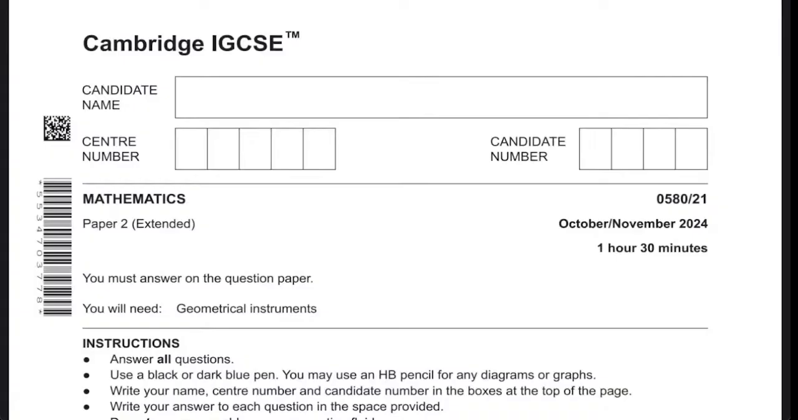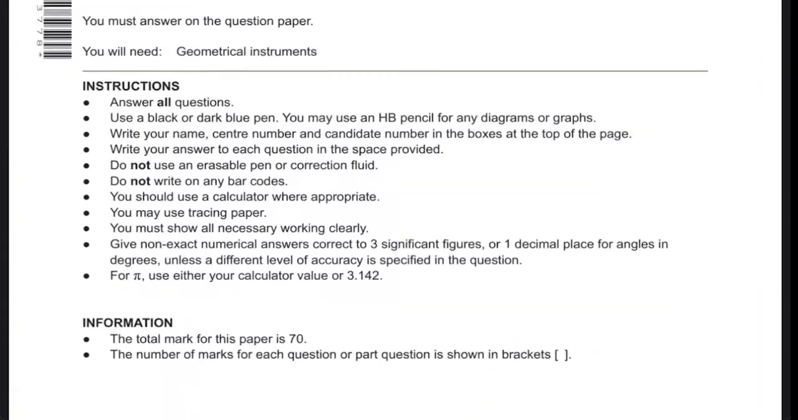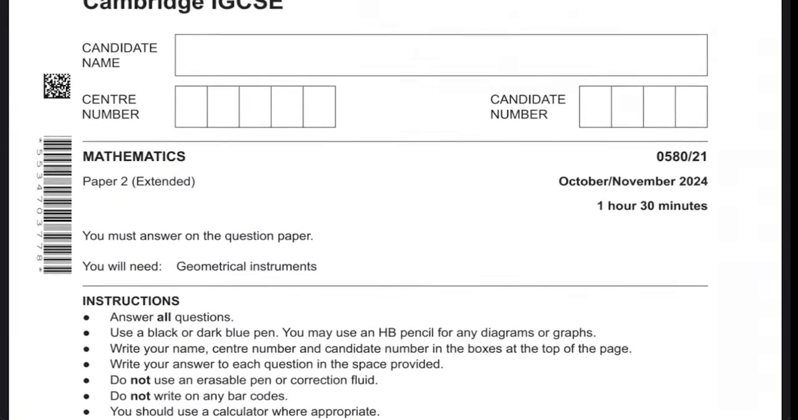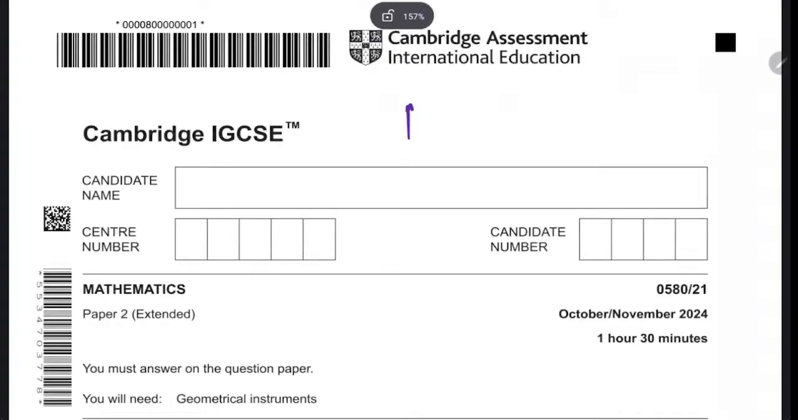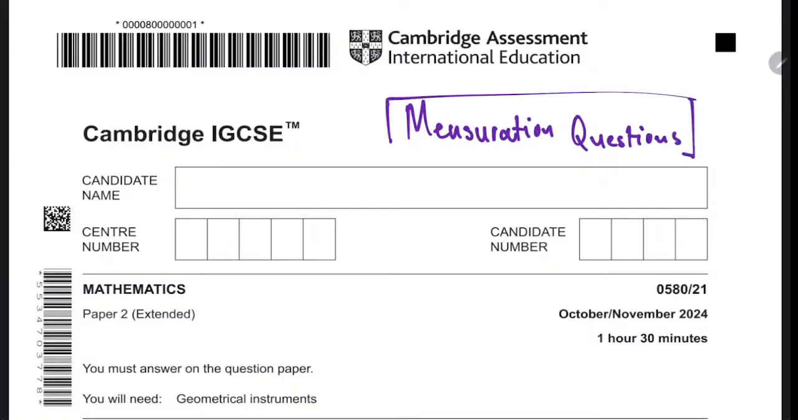Okay, good. So we're starting with this one, right? October. So we are doing mensuration questions. I'll teach you from the questions like I was doing yesterday. We do mensuration questions together. And the first paper we do is October November 2024.